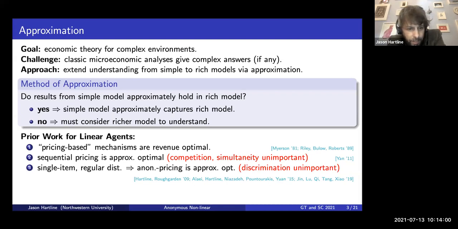On our third result, the fact that anonymous pricing is close to optimal means that discrimination is not that important. Maybe we don't like discrimination anyway, but maybe we would discriminate if it could get us much more revenue than a non-discriminatory mechanism. What this says is that you can't actually get that much more revenue with discrimination.